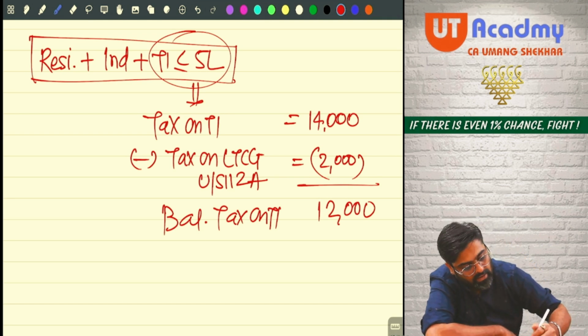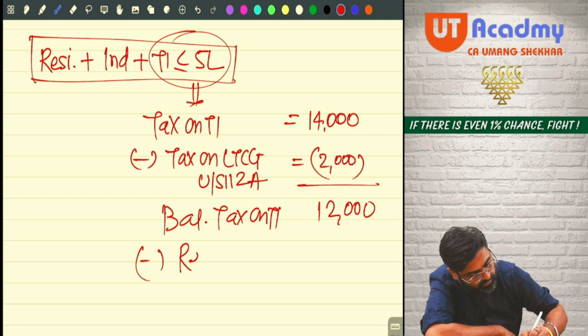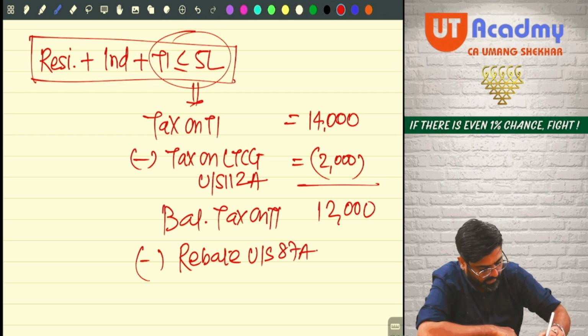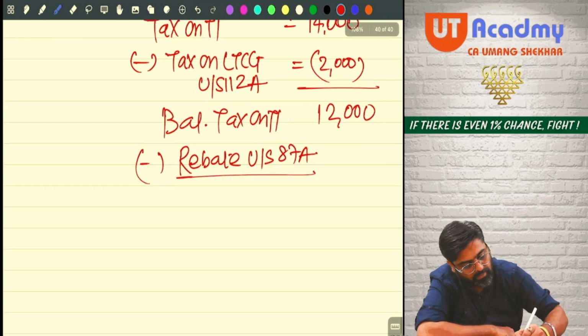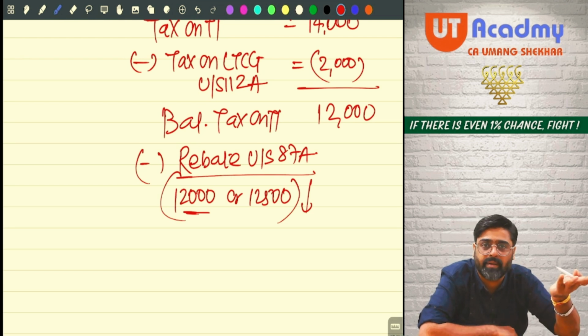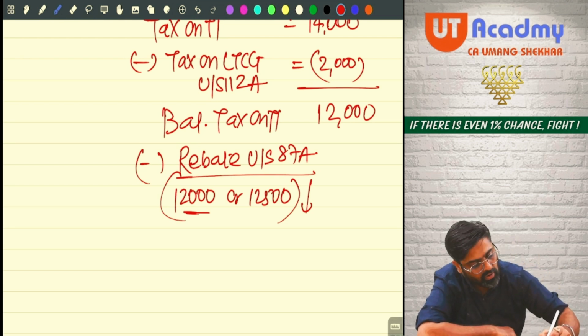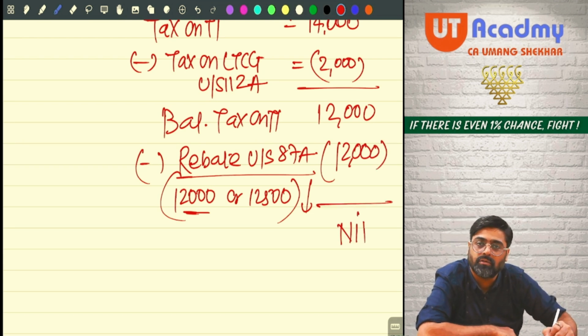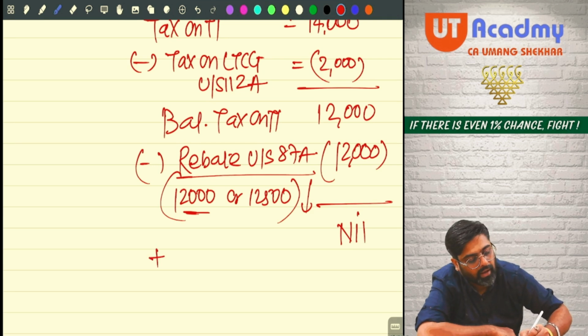So do one thing, balance tax you will claim rebate under section 87A. Okay. How much will be the rebate? Either the entire tax or 12,500, whichever is lower. So entire tax was 12,000 which can be claimed as rebate, or 12,500 whichever is lower. So how much will be your rebate? 12,000. 12,000 minus 12,000 is how much? Nil. So are you supposed to pay any tax? Yes.